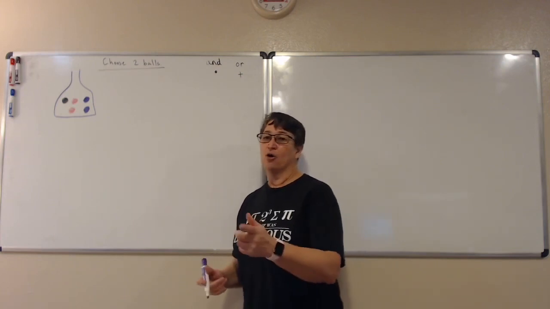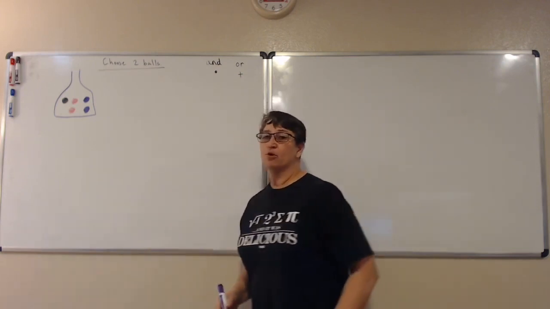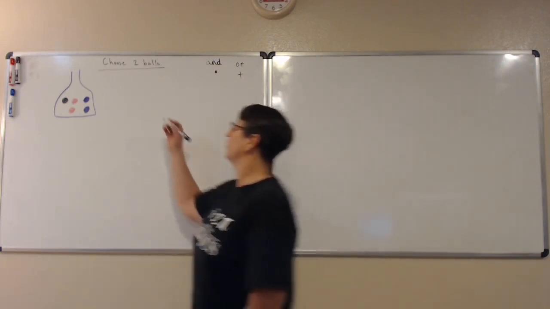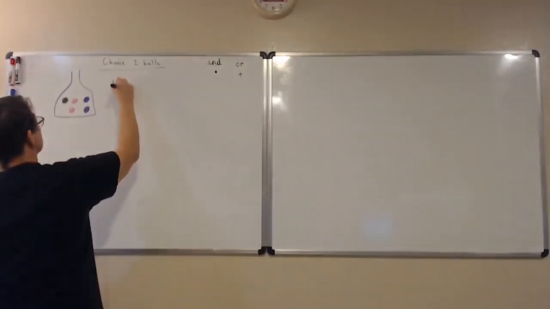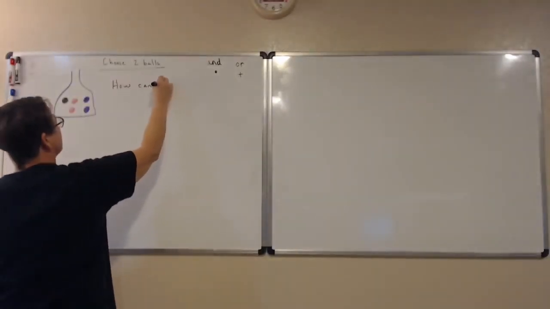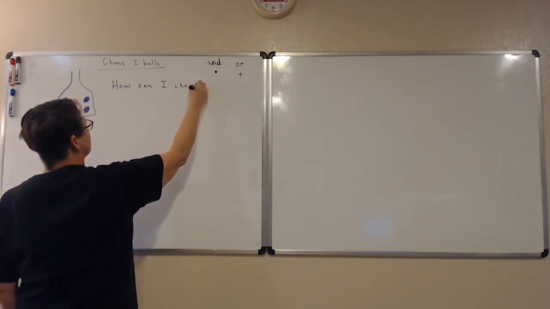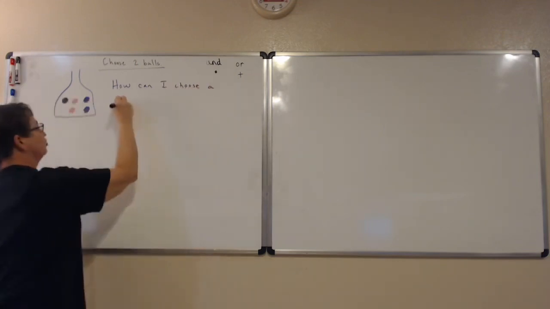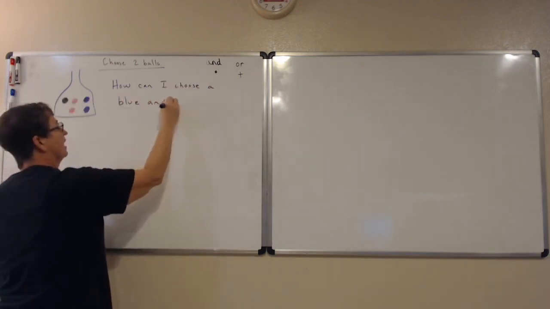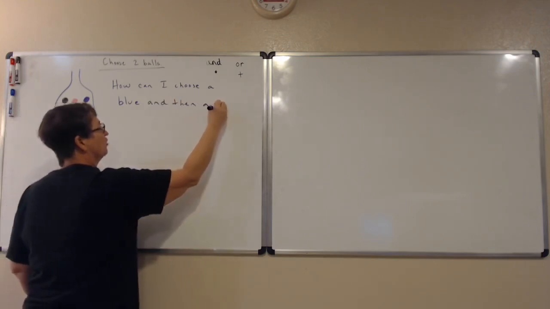Okay, so now I want to know, if I pull a blue, how can I choose a blue and then a red.